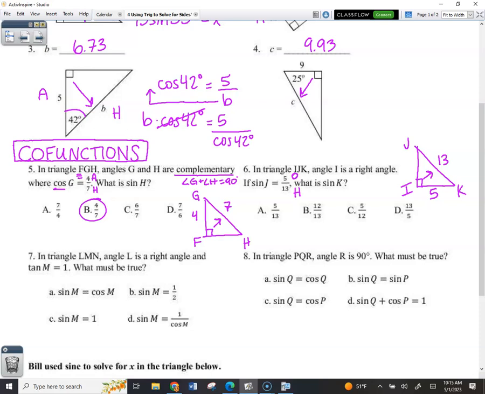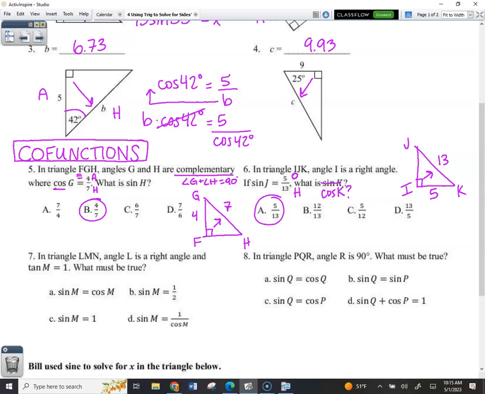Now it says, what is sine of K? That should say cosine of K. Can y'all mark that out and write cosine K? What is the cosine of K? 5/13. Well, yeah, you have to do the Pythagorean here, but what I'm trying to teach you, I needed it to be the other trig function.